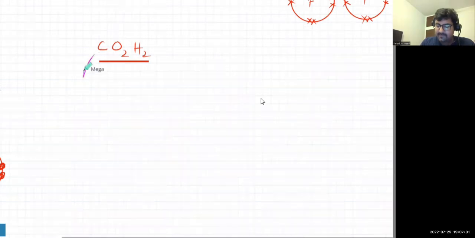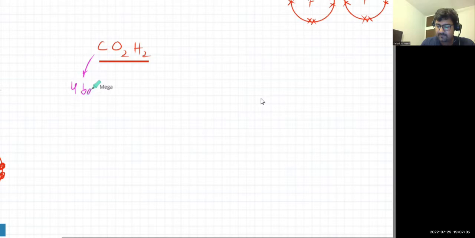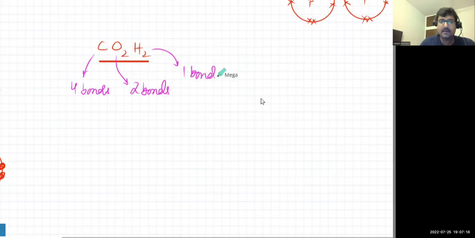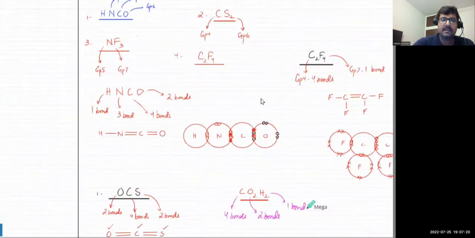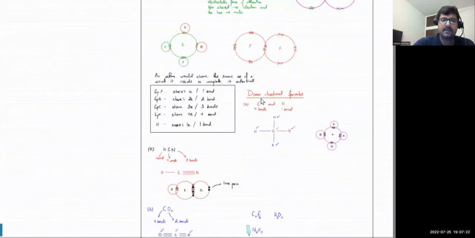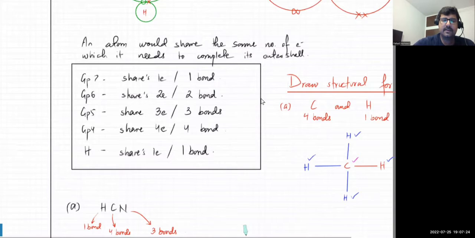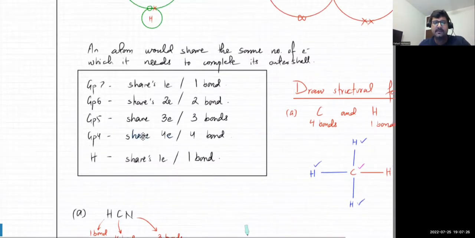Carbon. Now remember there are 2 oxygens. Carbon is supposed to make 4 bonds. And oxygen is group 6, so it's supposed to make 2 bonds. And hydrogen always makes just 1 bond. Okay, remember you have to remember this table over here. Group 7, how many bonds? Group 6, group 5, group 4. And hydrogen makes 1 bond.